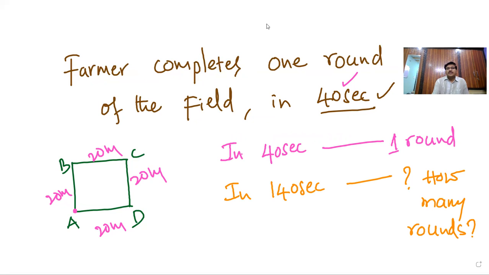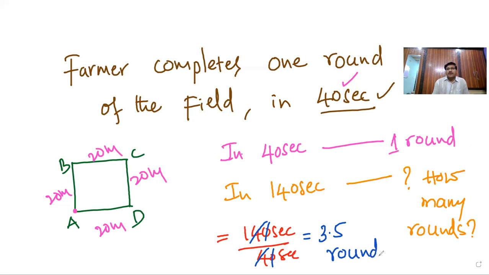For this, simply, 140 seconds by 40 seconds. If I simplify, the 0 and 0 go out, so 2 2s are 4, 2 7s are 14, so it is 3.5 rounds. In 140 seconds, he completes 3.5 rounds.